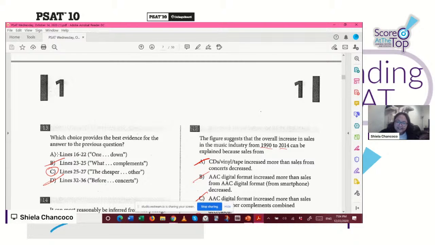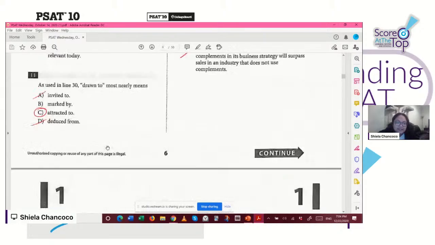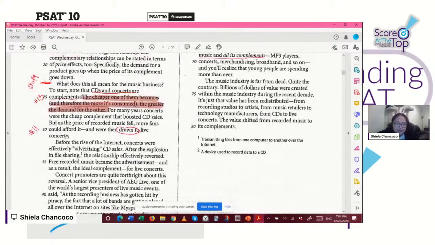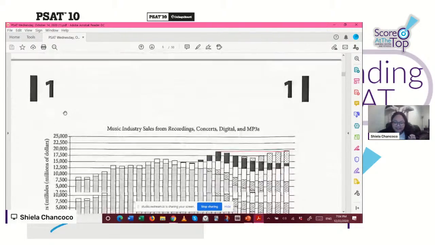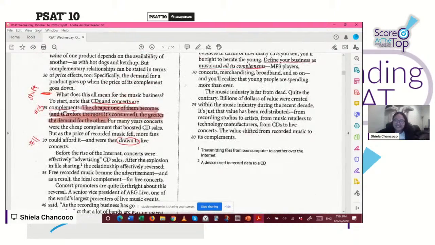More than likely, it's not. So let's look at B just so that we can eliminate that. 23. Okay, so look, what does it all mean for the music business? To start, note that CDs and concerts are complements. Okay, does that tell you anything about the idea of complements? No, it just tells you that CDs and concerts are complements, right?